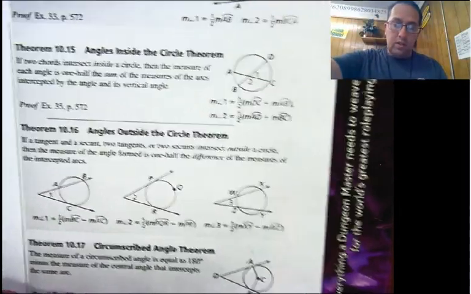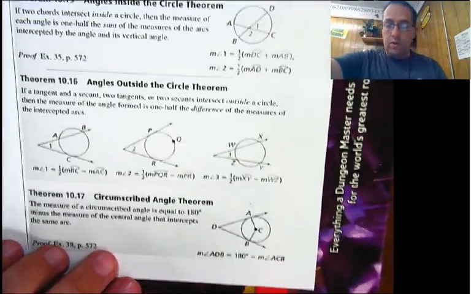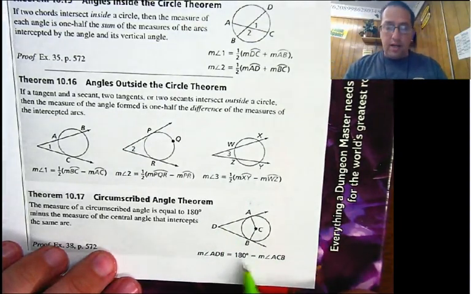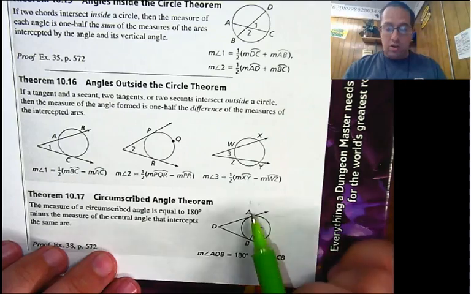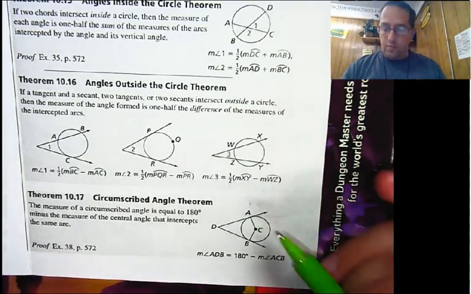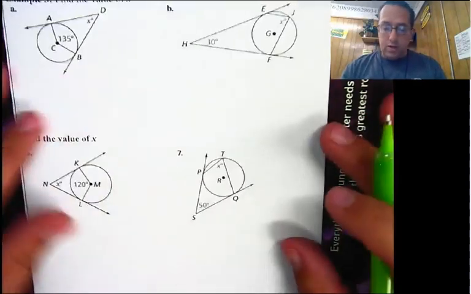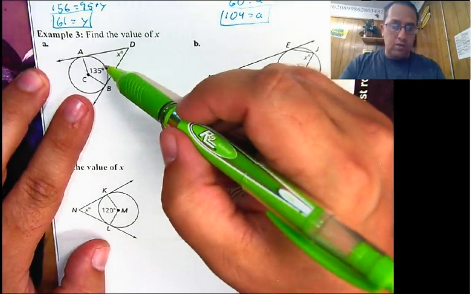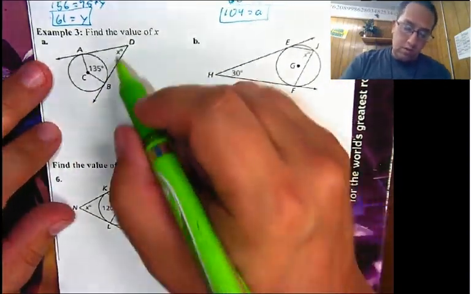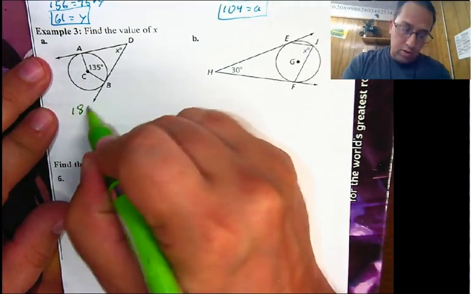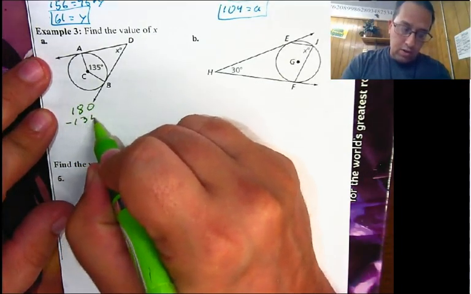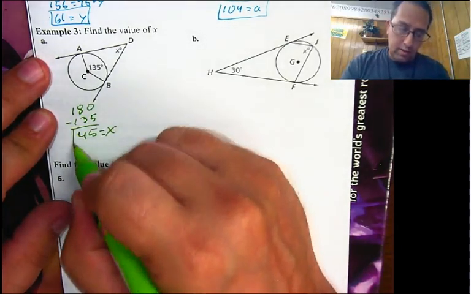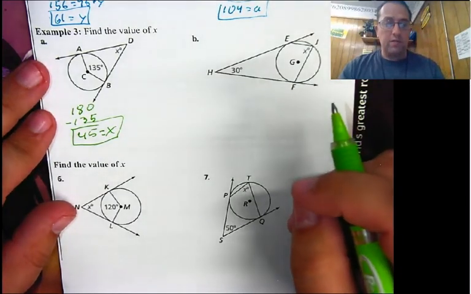That is one thing we could do right here, angle outside the circle theorem. However, what we're going to do is the circumscribed angle theorem. Okay? So, the measure of the angle is equal to 180 minus the minor arc that it intercepts, right? Which we know from the central angle there. So we know the central angle, which means this arc is 135 degrees, right? And what we're going to do for that angle is very simply 180 minus 135, which equals 45, equals x. That was easy enough, right? No big deal.